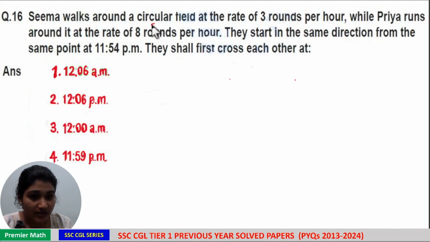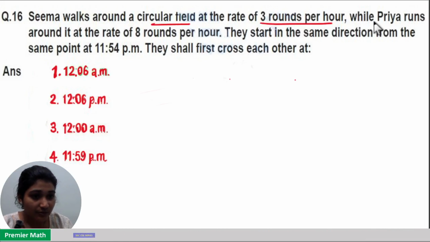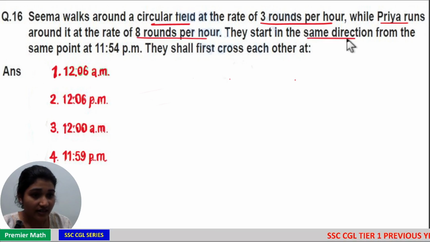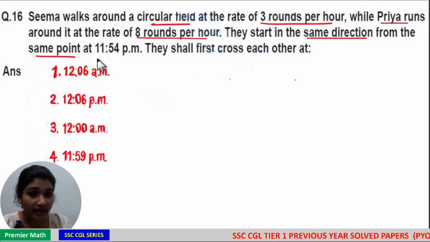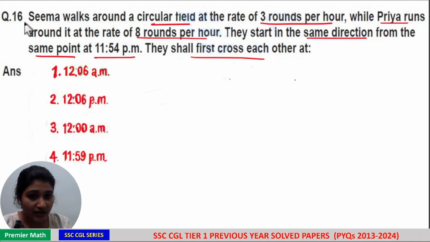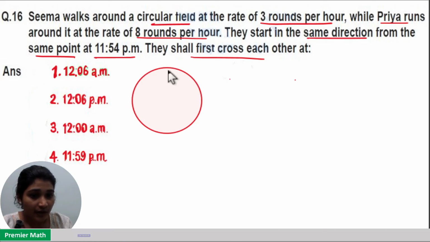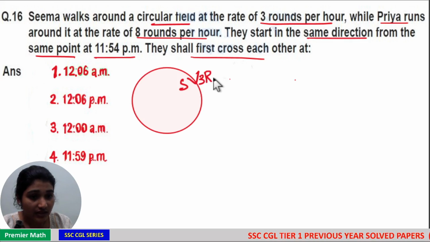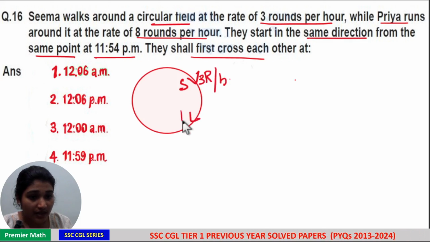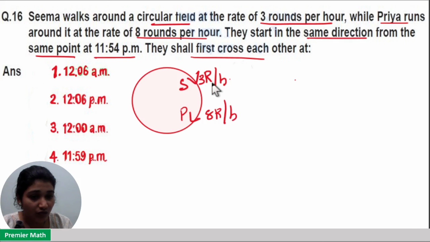Seema walks around a circular field at the rate of 3 rounds per hour, while Priya runs around it at the rate of 8 rounds per hour. They start in the same direction from the same point at 11:54 p.m. They shall first cross each other at? If this is the circular track, two people are running around the circular track. Seema runs around the circular track at a speed of 3 rounds per hour and Priya runs at the speed of 8 rounds per hour. That is, in 1 hour, Seema completes 3 rounds and Priya completes 8 rounds.